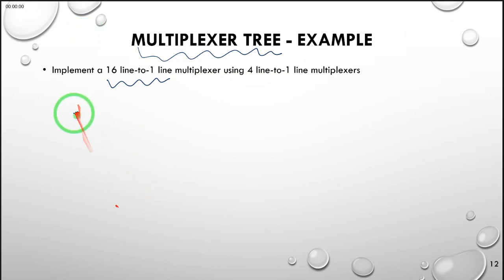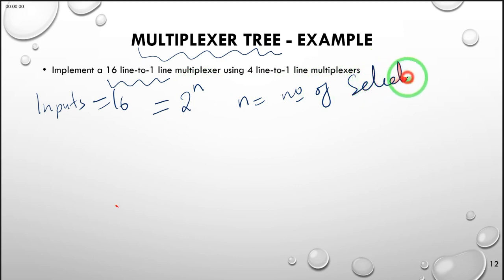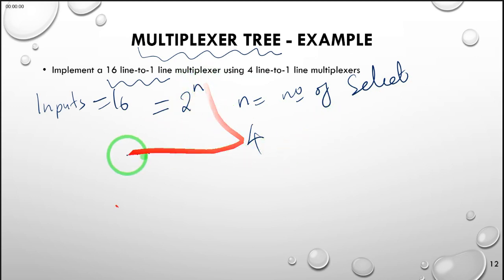The first step is to know for a 16 line to 1 line multiplexer, how many inputs are these? We can clearly see that the number of inputs are 16, and we are able to express our input lines as 2 power n, where n is the number of select lines, and therefore we can see here that the number of select lines is going to be 4, because 2 to the power 4 will give us 16.